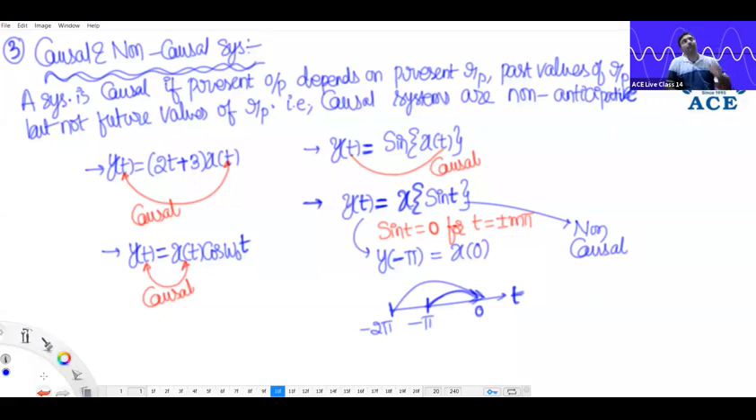How did we get the idea of pi? Because of the sine function's general solution. Okay, moving to the next slide.